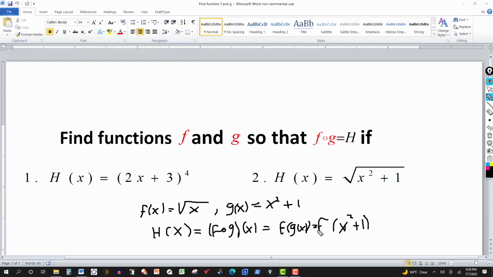So we're evaluating the function f at x squared plus 1, so we take the function f and just replace the x by the x squared plus 1. So this comes out to the square root of x squared plus 1. And that's what we're trying to show. We find the components that make up the function h of x, and we want a composition f composed of g, and this is one answer for it. Like I said, there's more than one answer. This is the most obvious answer probably.